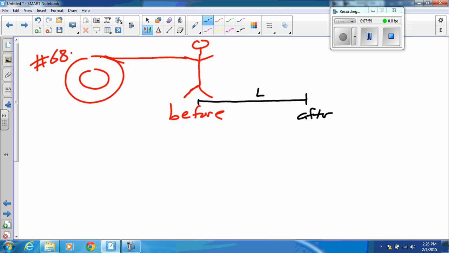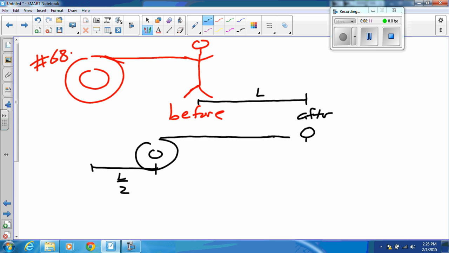He intuitively thinks that it's going to be half of L. So you envision that the spool is going to go L over 2, like so, and then the rope will get longer by L over 2. So the amount of rope that we pay out is L over 2. That's his intuition. Does that make sense to the rest of you?